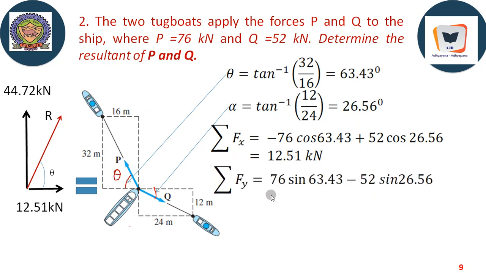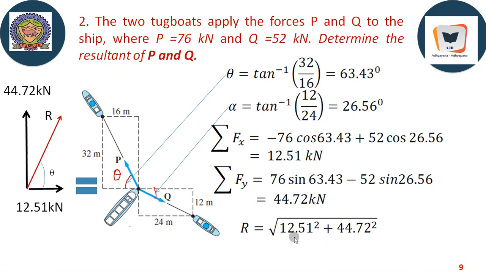We remain to see what this vertical force is. 76 sin 63.43 goes vertically up, so it is positive, and the vertical component of Q is coming down, so it is minus 52 sin 26.56 degrees. We get 44.72 positive, going up. Therefore the resultant is the square root of 12.5 squared plus 44.72 squared.